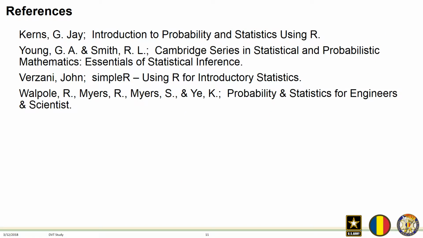I'd like to point out that none of the information I've given you during this lesson was my own work. The two references for the course, Kerns and Verzani, of course, and then another reference, Walpole, Myers, and Ye, which should be familiar to a lot of people, but also took information from Young and Smith, Cambridge Series in Statistical and Probabilistic Mathematics, Essentials of Statistical Inference.